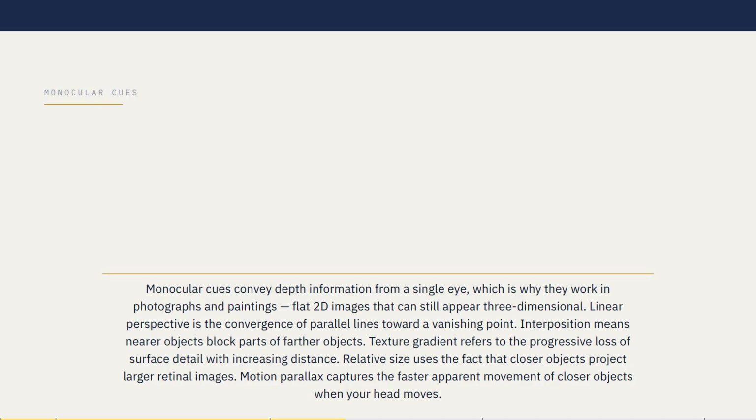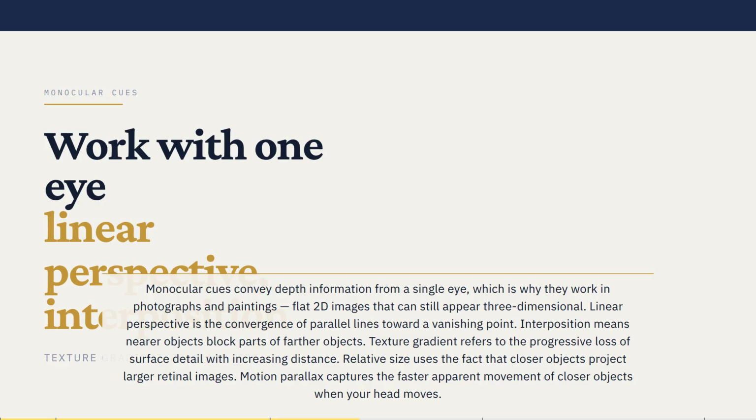Monocular cues convey depth information from a single eye, which is why they work in photographs and paintings, flat 2D images that can still appear three-dimensional. Linear perspective is the convergence of parallel lines toward a vanishing point. Interposition means nearer objects block parts of farther objects. Texture gradient refers to the progressive loss of surface detail with increasing distance. Relative size uses the fact that closer objects project larger retinal images. Motion parallax captures the faster apparent movement of closer objects when your head moves.